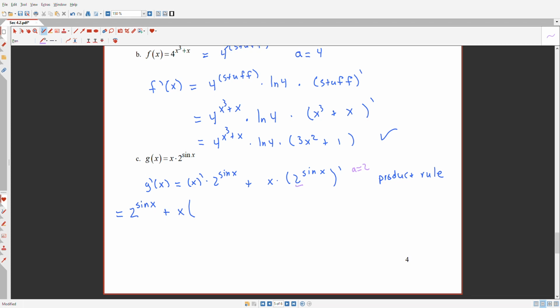And so the derivative of a to the stuff should be a to the stuff times the natural log of a times the derivative of all that stuff.